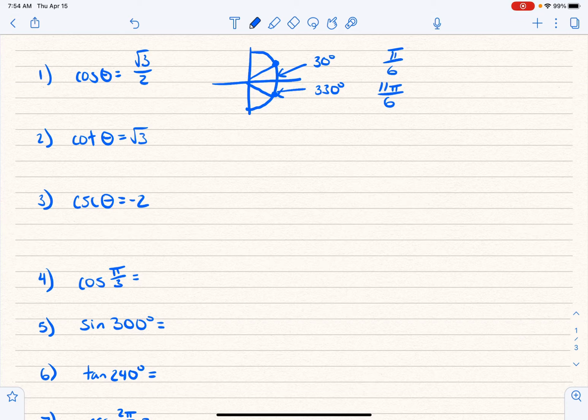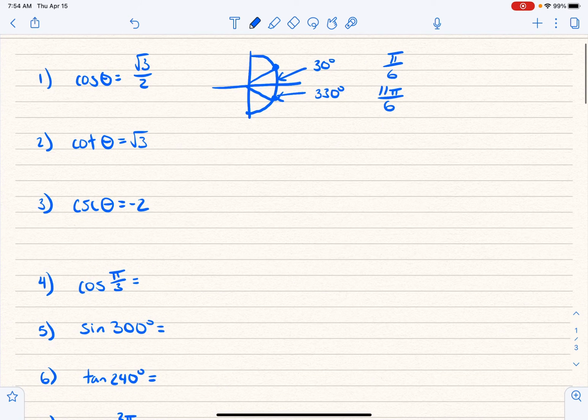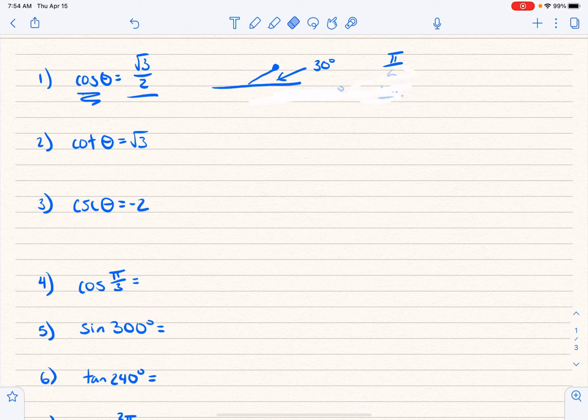So how did I do that? I'm thinking, I remember that cosine connects with x. So I'm thinking, okay, x has to be positive, and it's got to be positive square root of 3 over 2, and that's where this is right here, okay? Next, let's see. We've got cotangent is square root of 3.